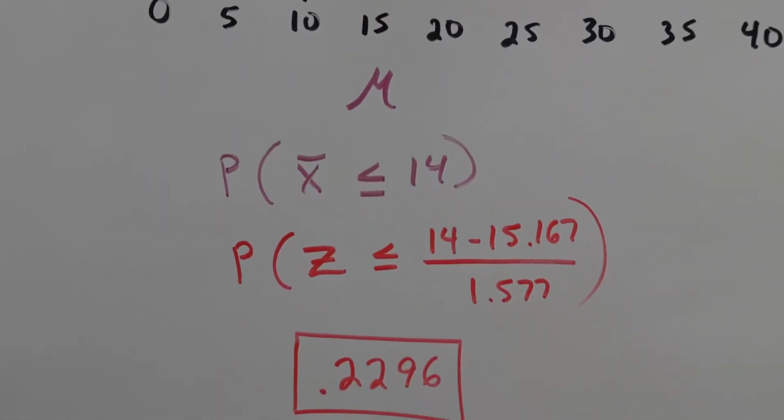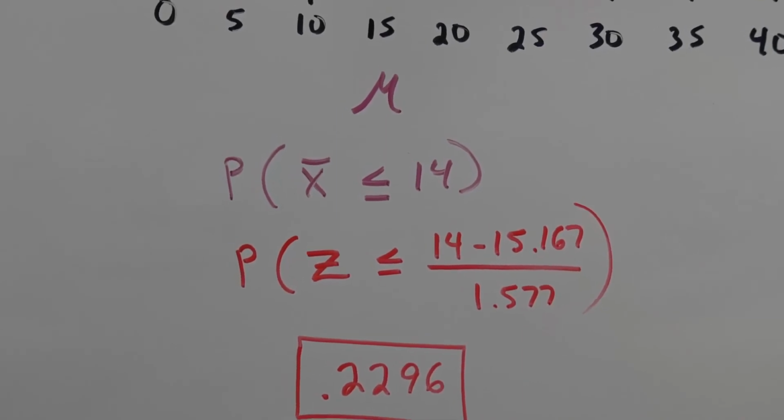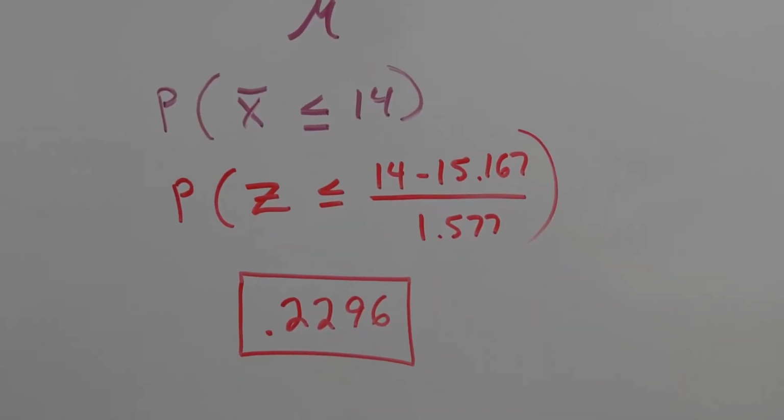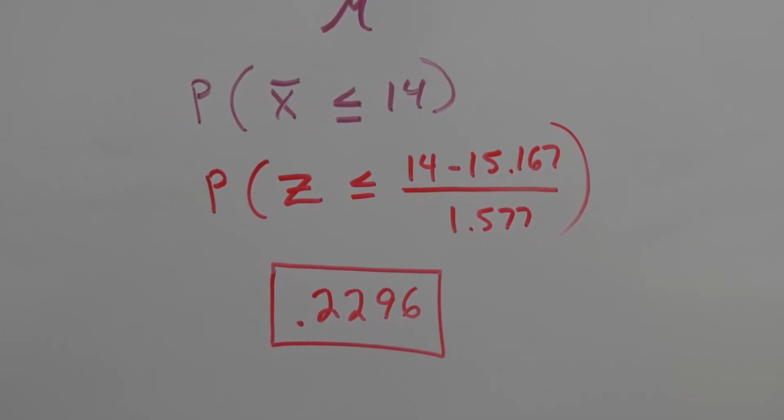And now we go down here and we'll say, well, let's find the probability that the sample mean we would get is less than or equal to 14. Show the work like we do, and we find the probability to be 0.2296.